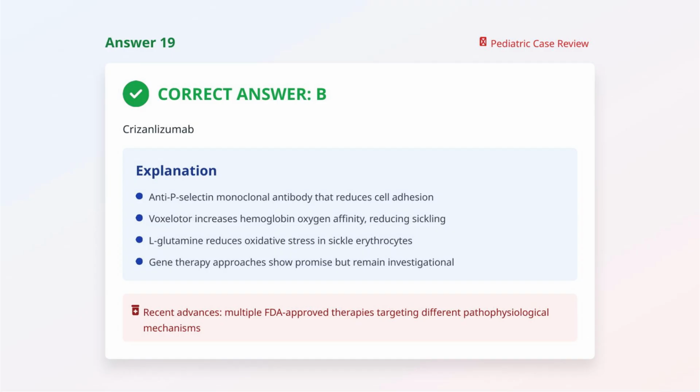Voxelotor works by increasing hemoglobin oxygen affinity, reducing sickling, but does not target P-selectin. L-glutamine reduces oxidative stress in sickle erythrocytes through a different mechanism. Gene therapy approaches show promise for potentially curing sickle cell disease but remain investigational and are not yet widely available. The development of these novel therapies represents significant progress in sickle cell disease management, offering options for patients who continue to have frequent vaso-occlusive crises despite maximal hydroxyurea therapy. Each of these agents targets different pathophysiological mechanisms of the disease.